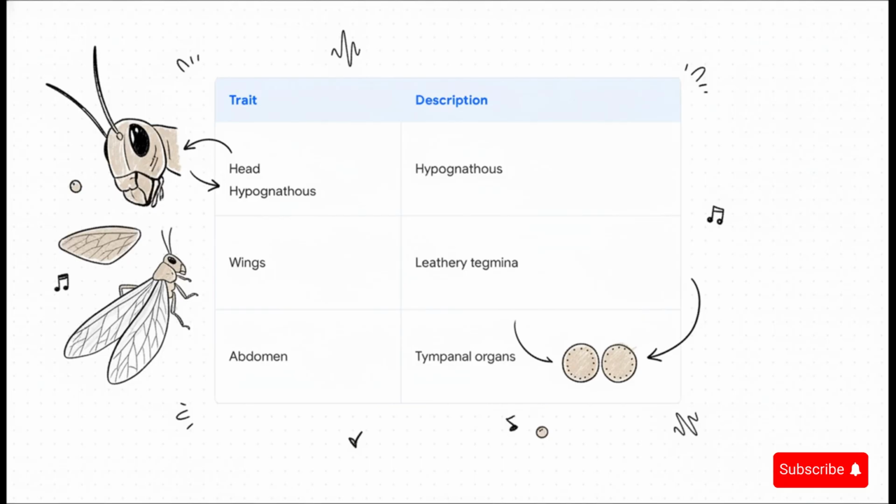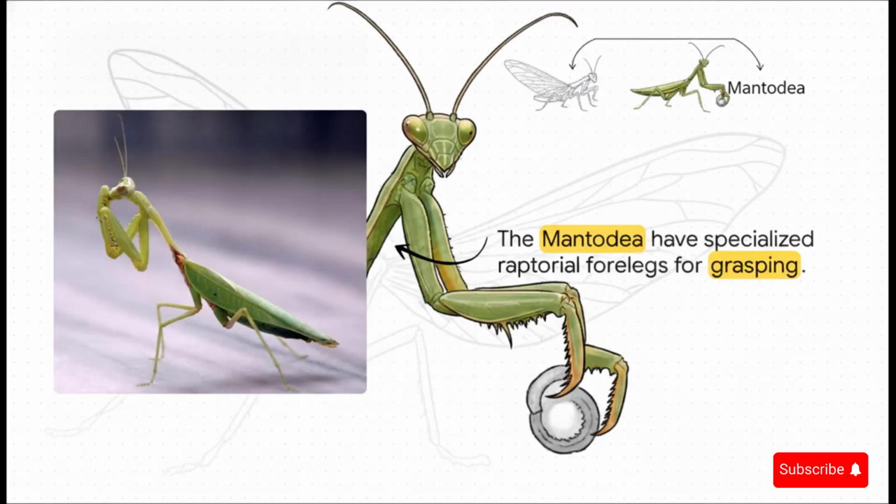Only they aren't on their heads. They have these hearing structures called tympanal organs located right on the side of their abdomen. Nature is wild, right? Continuing our tour of early flyers, we have the order Mantodea, beautifully represented here by the praying mantis. Similar to grasshoppers, they have those downward-pointing heads and leathery tegmina protecting their hind wings.